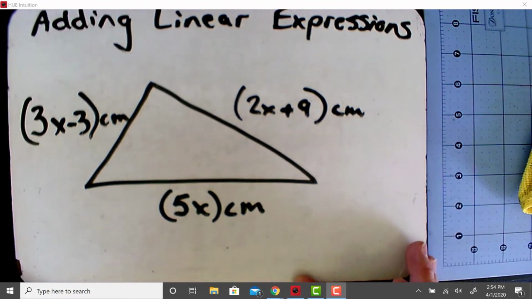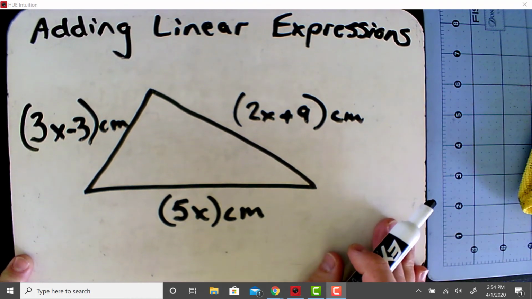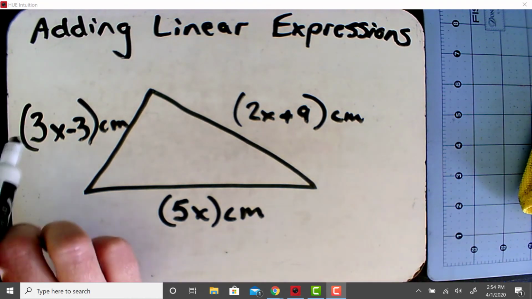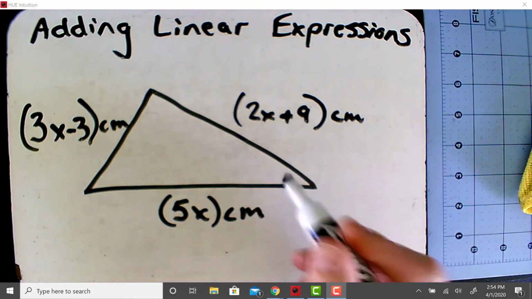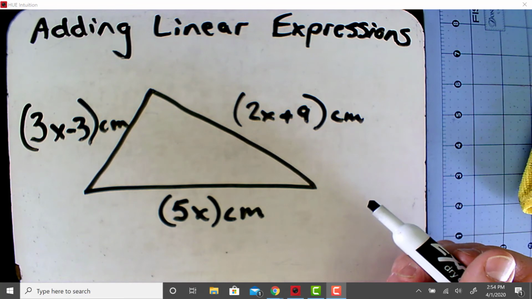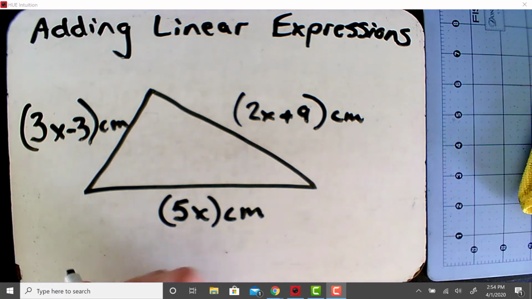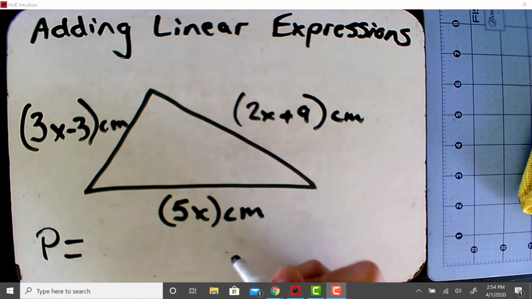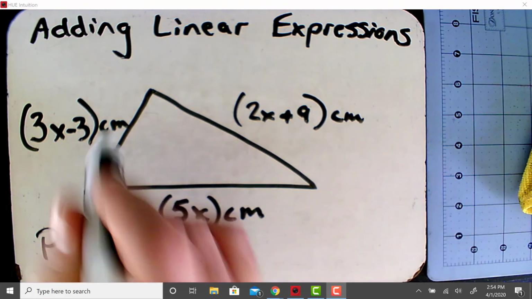Here's an example of a problem where we might use this adding of linear expressions. So here I've got a triangle, and for the sides of my triangle, I have 3x minus 3, 5x, and 2x plus 9. It didn't give me the exact value in centimeters, so it's just given me these linear expressions to represent the lengths of each side of this particular triangle. Now, if I wanted to find the perimeter of this triangle, then I could make an expression to represent it. And the way I would do that is by adding my three linear expressions together, because that's how we find perimeters, add up the sides.